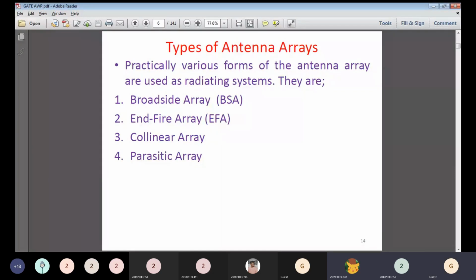Based upon the driven element value, the reflector and director which is available in the parasitic array will be guiding the entire antenna concept. Okay, that's what about the parasitic array concept. All 4: we have broadside, we have end fire, we have collinear, and we have parasitic concept. Next, broadside also we have discussed.